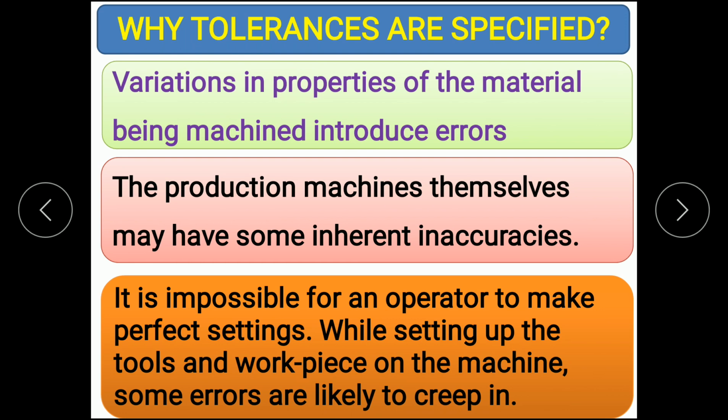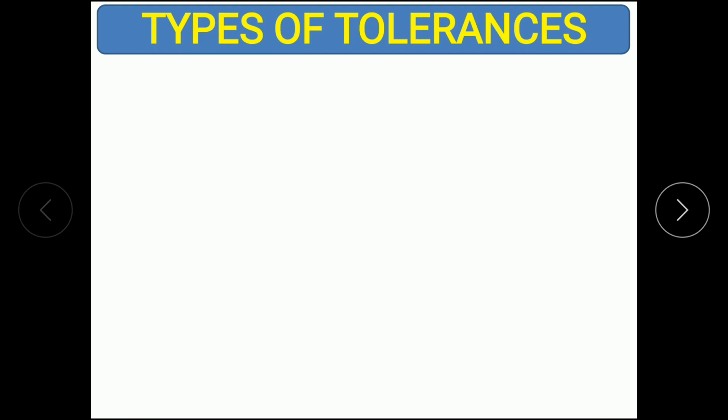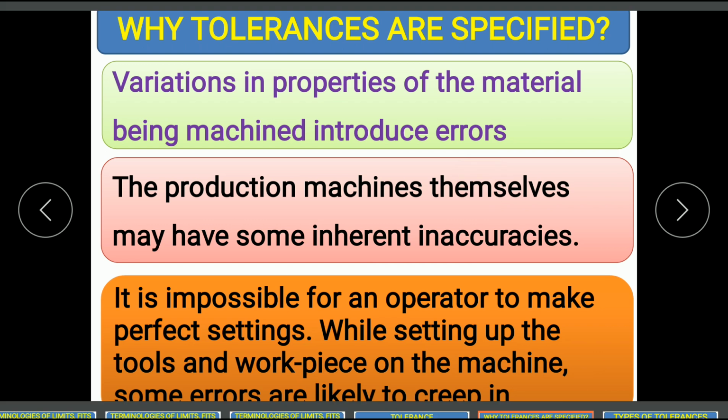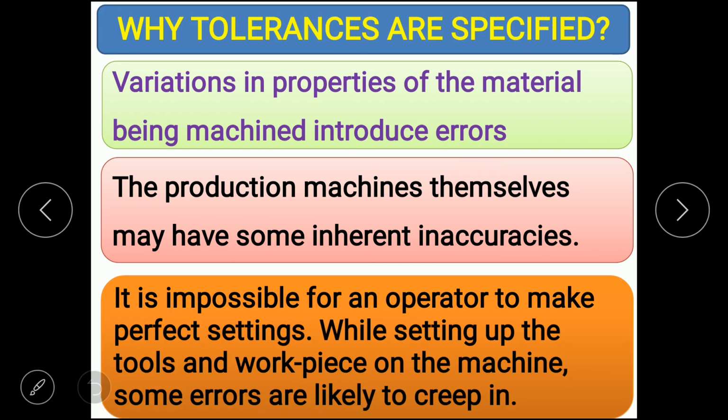What this means is, any given part, we cannot manufacture to the exact dimensions. We can manufacture between two limits. Suppose there is a part of 10 mm size. It is not possible to manufacture that particular part to exactly 10 mm, but it can be manufactured between two limits like 10.1 to 10.2.